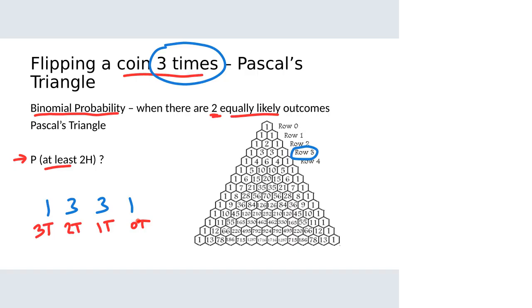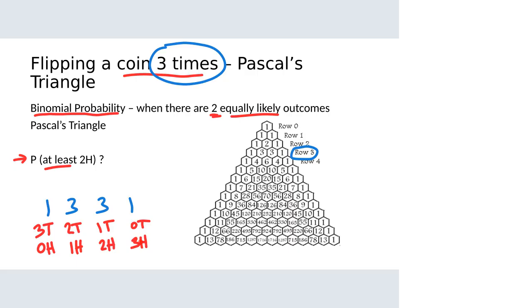What I mean is, since there's 3 tails, that means there aren't going to be any heads. 2 tails means 1 heads. 1 tails means 2 heads. And no tails means there must be 3 heads. And now I've got my labels for everything.